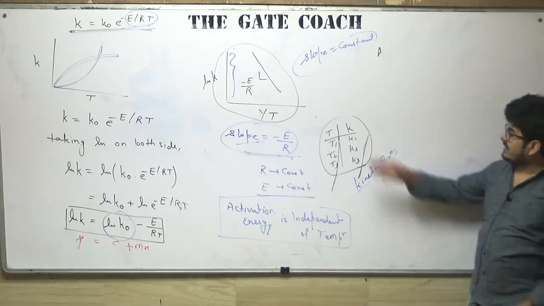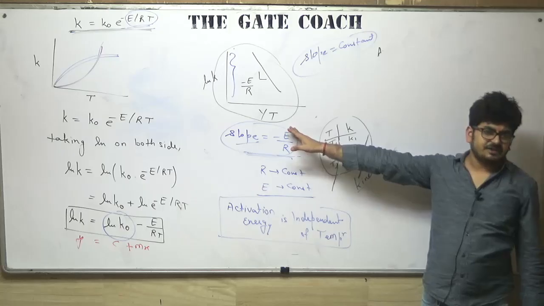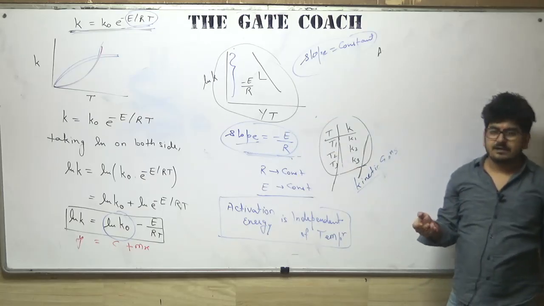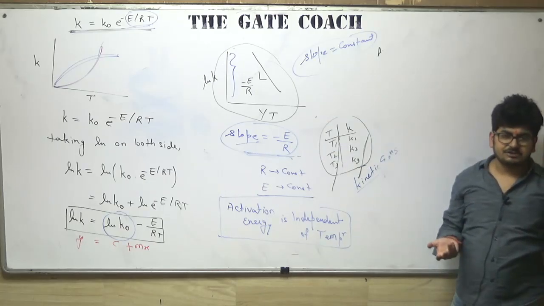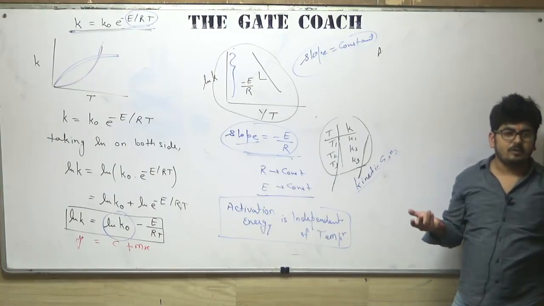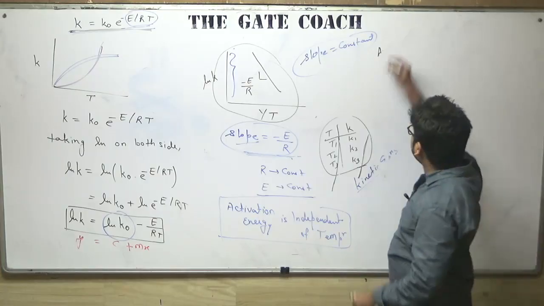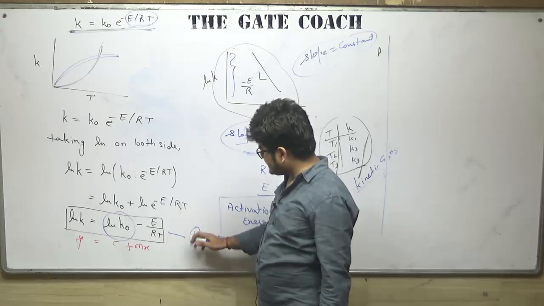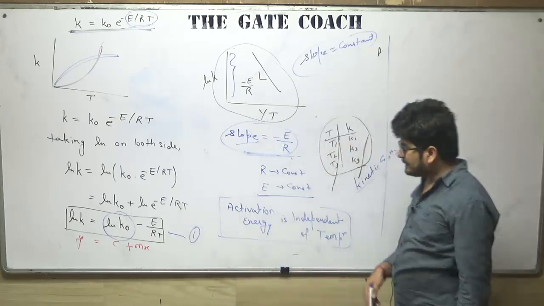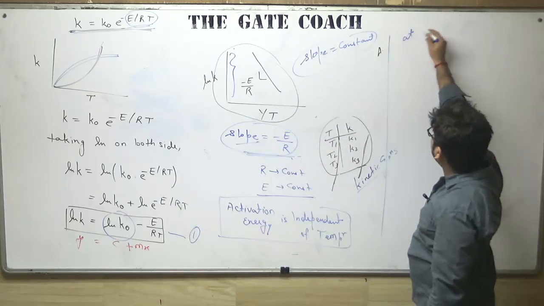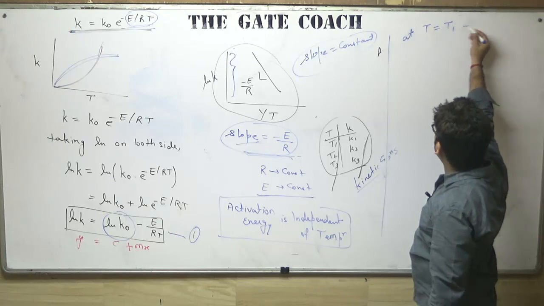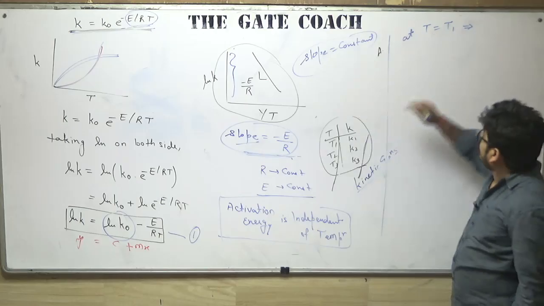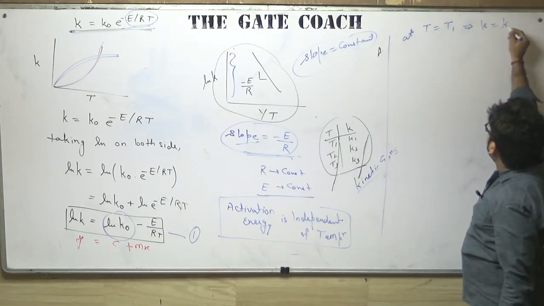So this is the graphical way to calculate the activation energy for any given system. Similarly, if you want a mathematical expression to calculate E, then what can we do? It's very easy. We have this expression, let's say this is equation 1. At temperature T equal to T1, as we know that the rate constant is a function of temperature only, the rate constant K will be K1.